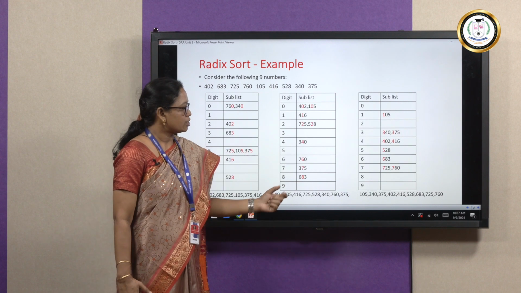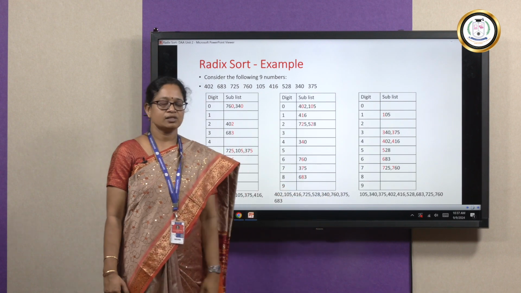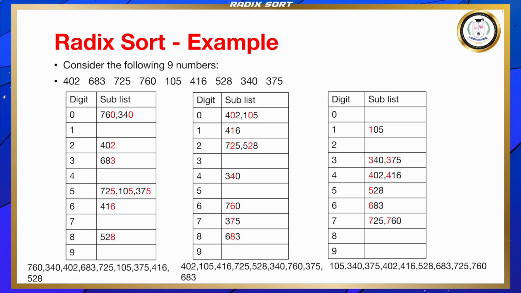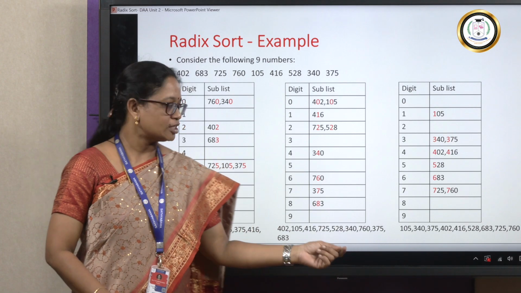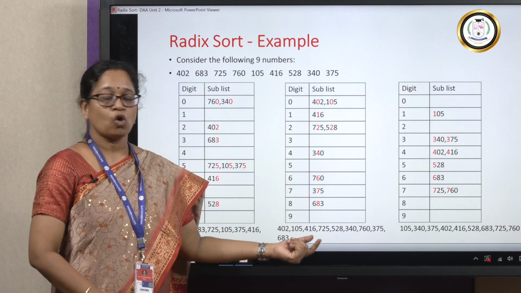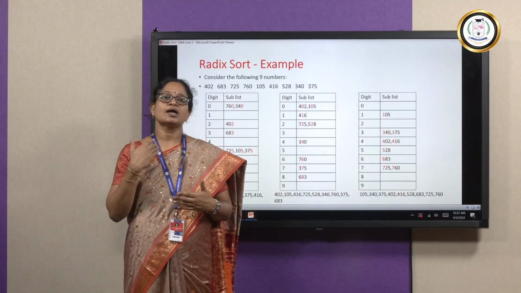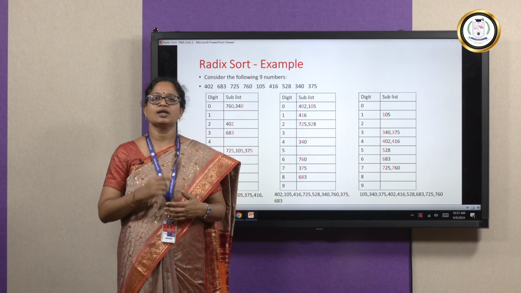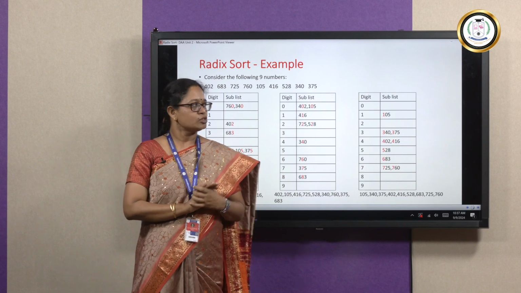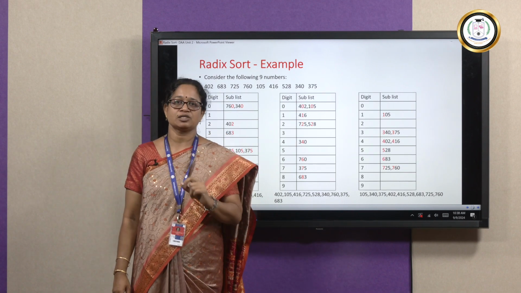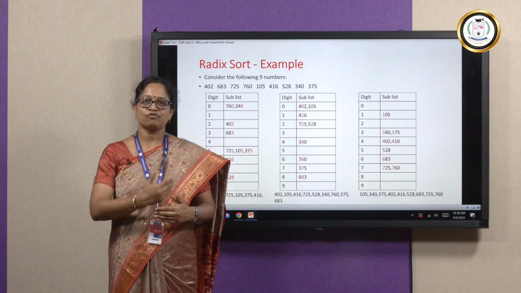After the third phase, we get the elements like this. The results are 105, 340, 375, 402, 416, 528, 683, 725 and 760. Now we see that all the elements are sorted. In Radix sort, the number of phases is equal to the number of digits of the number. Here the input array contains elements which have 3 digits, so we go through 3 different phases.